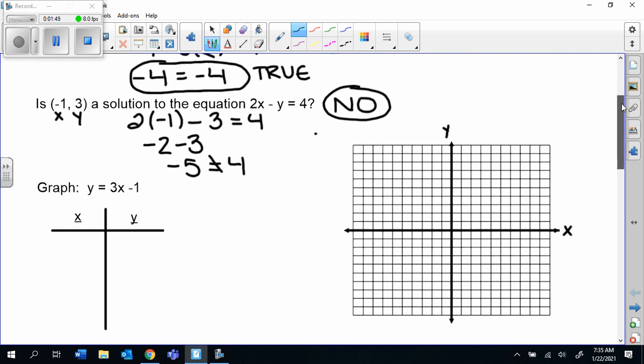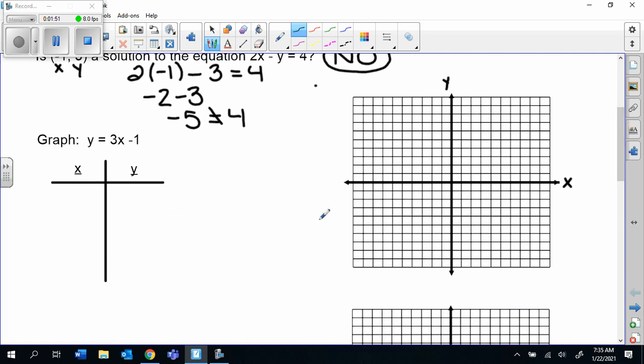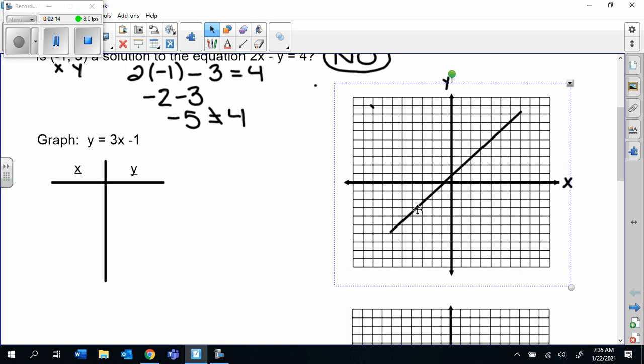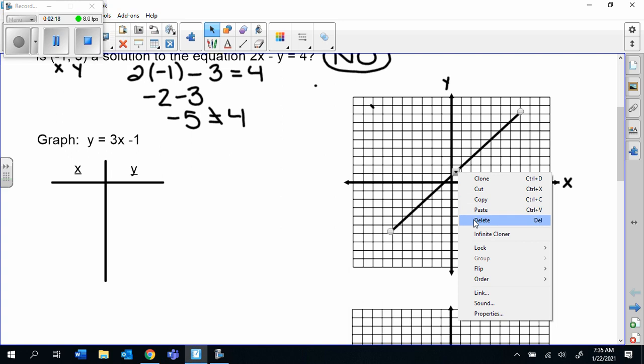So how do we find solutions? How do we graph a line? This is an example of a linear equation. So we know that it's going to make some type of line on our graph. It could be going this way. It could be going the other way. We will see when we get to those table of values. Give me just a second here to get rid of my line. There we go.